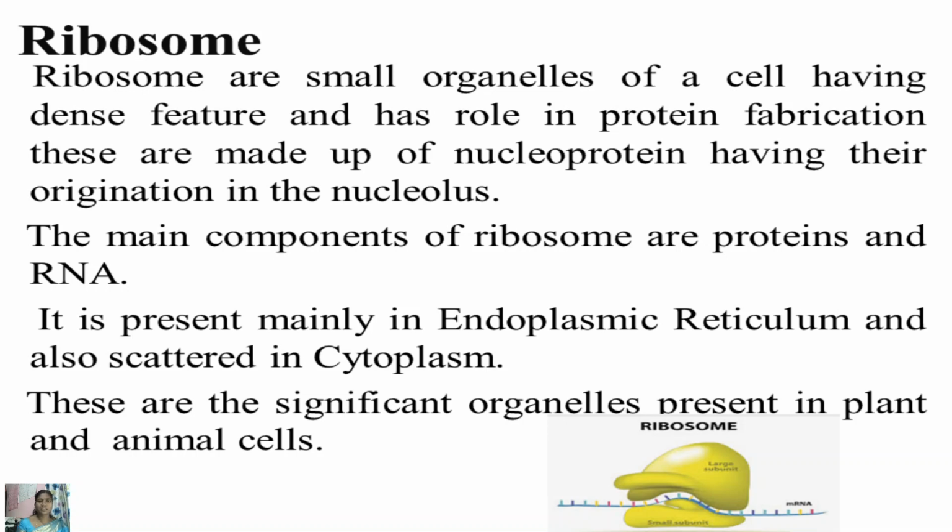Ribosomes are small organelles of the cell with dense features and a role in protein fabrication. They are made up of nucleoprotein, originating in the nucleolus. The main components of ribosomes are proteins and RNA. Ribosomes are present mainly on the endoplasmic reticulum and are also seen scattered in the cytoplasm.